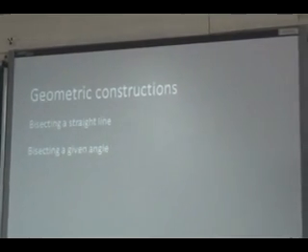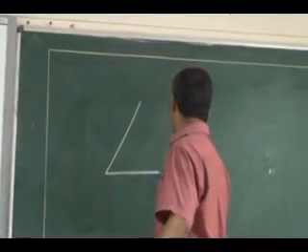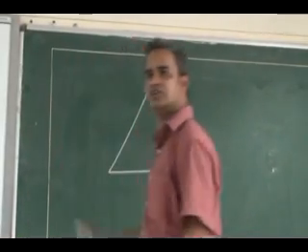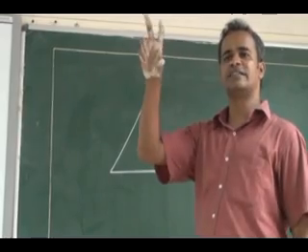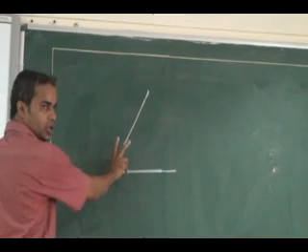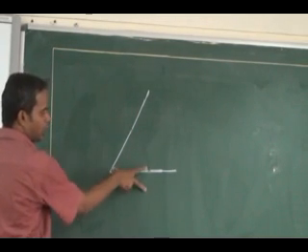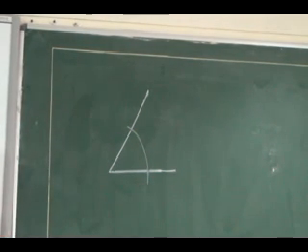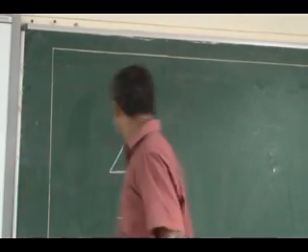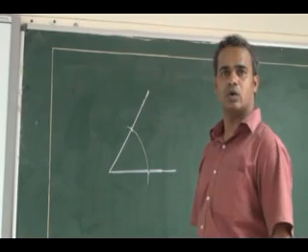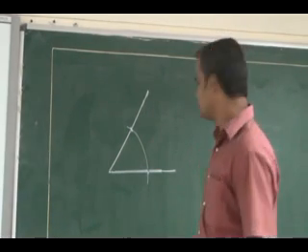Suppose I have an angle like this. How can I bisect this? Same principle. You take any arbitrary distance in your compass, and from this location I draw an arc. So this is an arbitrary distance, and I am drawing an arc. Now I have this arc, and it intersects the original angular lines at these two locations.